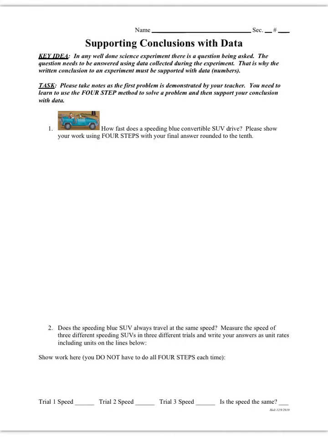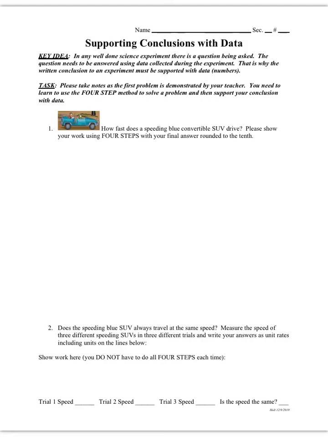Supporting conclusions with data. Key idea here is that in any well-done science experiment, there is a question being asked. The question needs to be answered using data collected during the experiment. That is why the written conclusion to an experiment must be supported with data, and that includes saying numbers in the sentence.